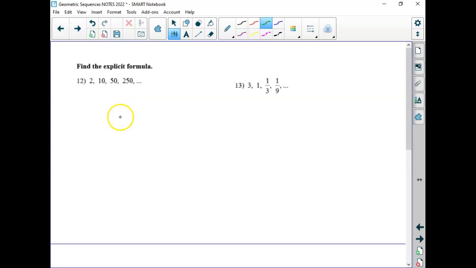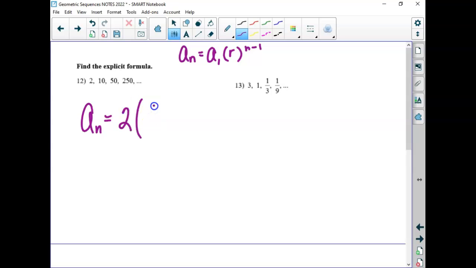Okay, find the explicit formula. Easy peasy, we just did that on one. What do we write down? A sub n equals? This is when you use your reference sheet. What does the formula say? So first term was 2, then we're multiplying by 5, n minus 1, and we're done. Do not do 2 times 5 is 10, because you have to do the exponent before you multiply. The last thing is multiply by that 2.